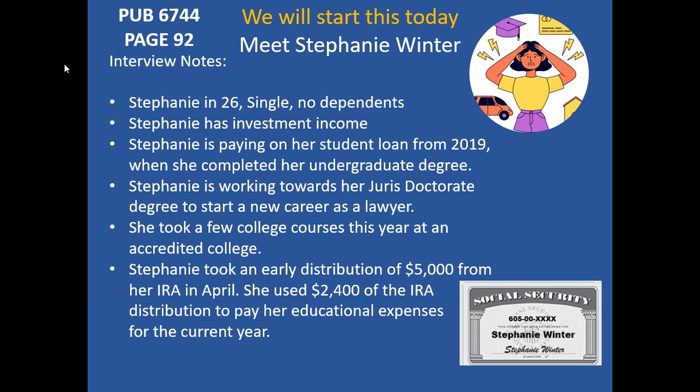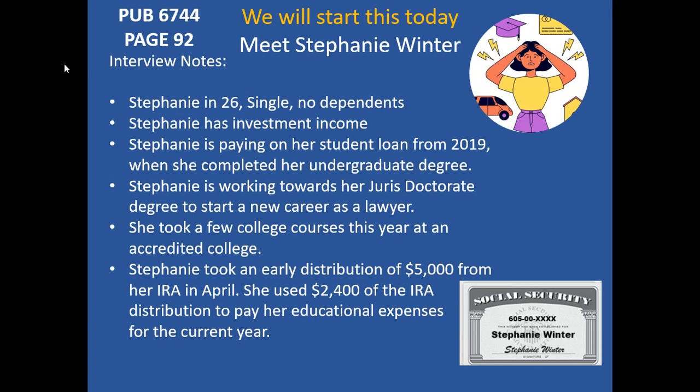So Stephanie's 26, she's single, she has no dependents. She has investment income. She is paying on her student loan from 2019 when she completed her undergraduate degree. She is working towards her Juris Doctorate degree to start a new career as a lawyer. So she's in school for graduate studies, basically. She took a few college courses this year at an accredited college.